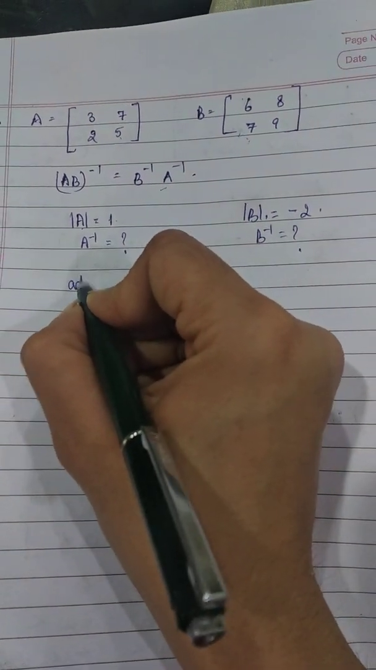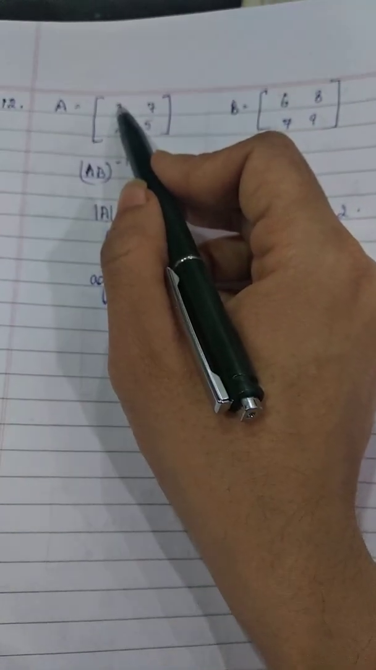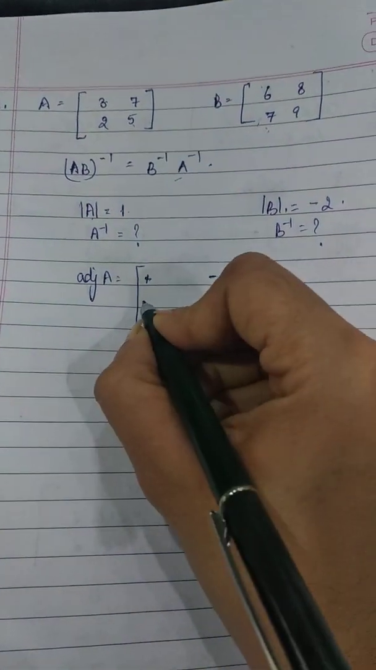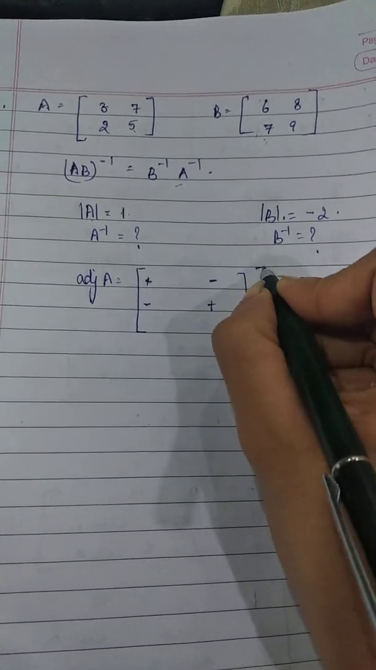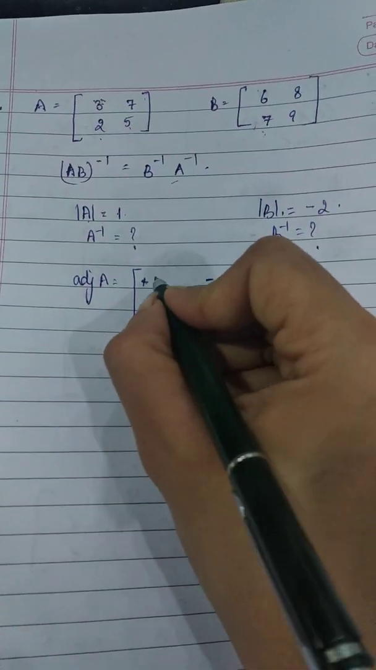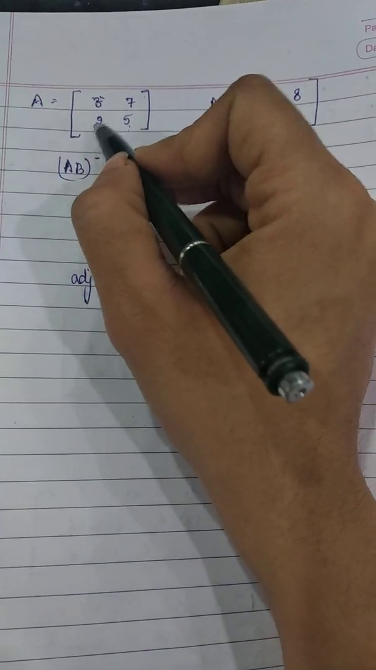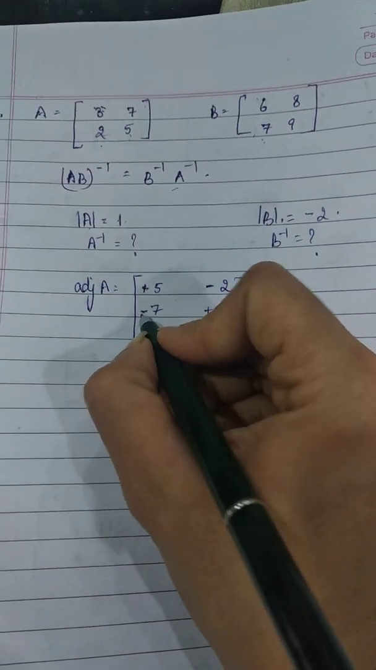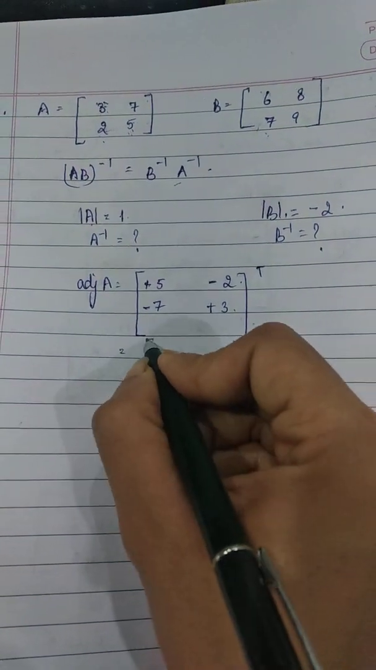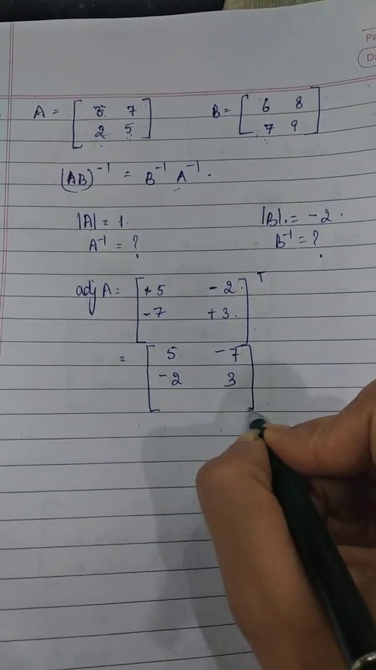For that we need to know the adjoint of A. Now what is the adjoint of A? Remember, if I have to find the adjoint, this will be a positive position, this is negative, and this is positive, and we'll be finding the transpose of that. Now eliminating this column and this row, we have 5. Eliminating this row and this column, we have 2. Eliminating this and this, we have 7. And eliminating 5, we have 3. Right? We need to find the transpose. So it's 5, minus 2, minus 7 and 3.